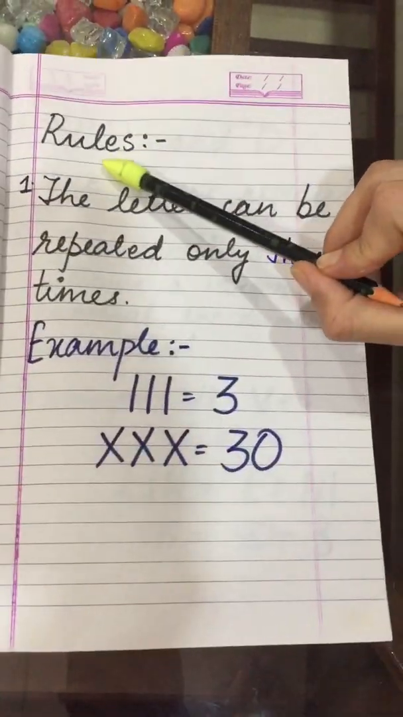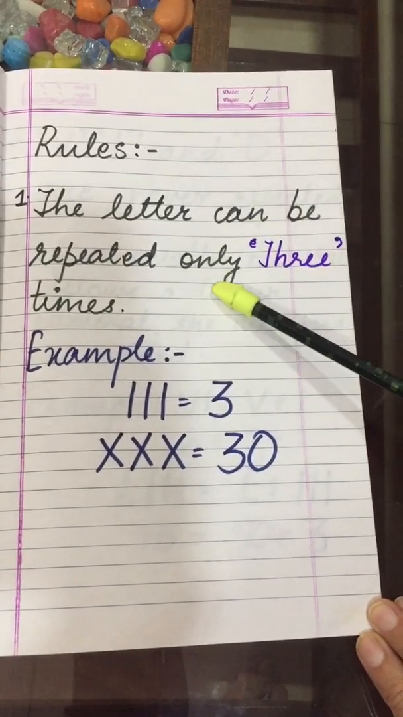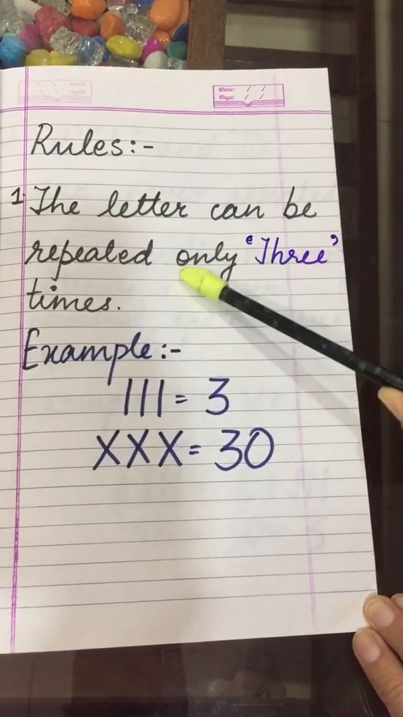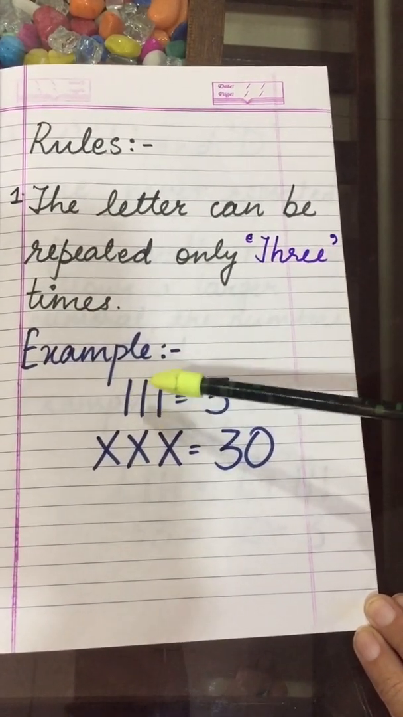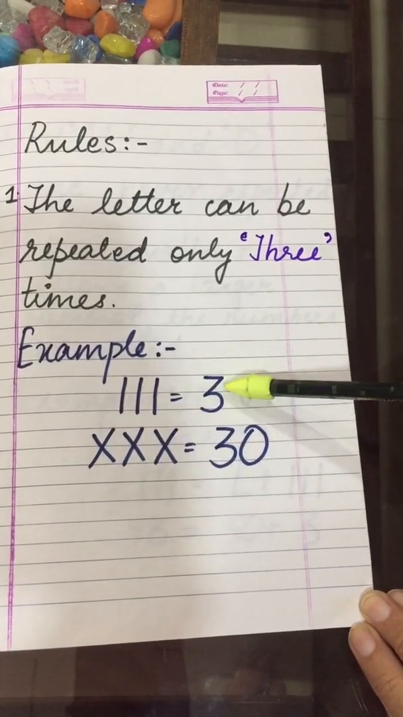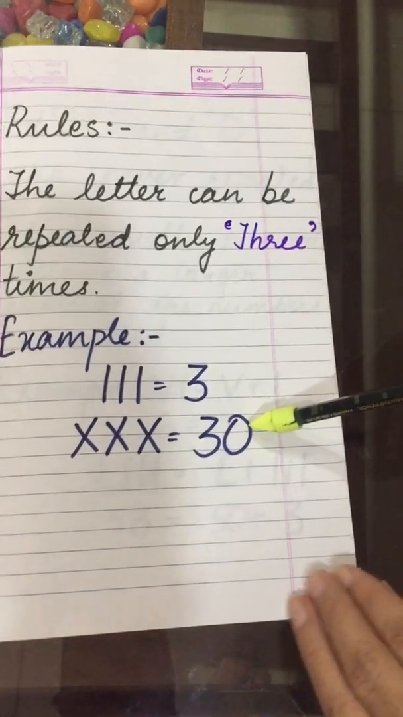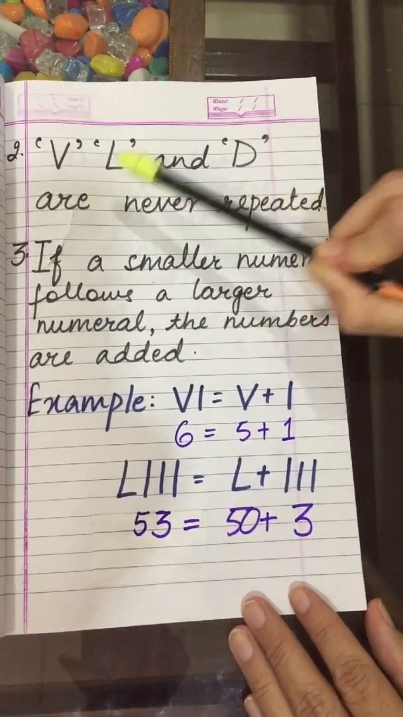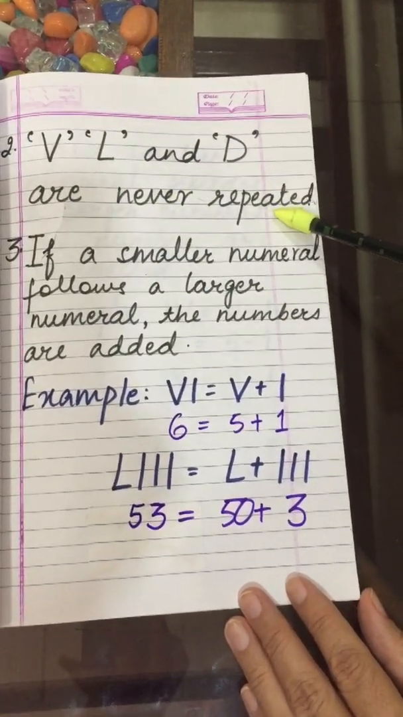Rule number 1. The letter can be repeated only 3 times. I repeat, only 3 times. For example, III means 3. XXX means 30. Rule number 2. V, L and D are never repeated.